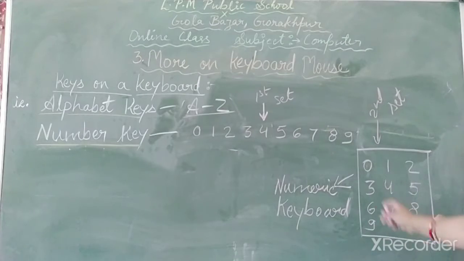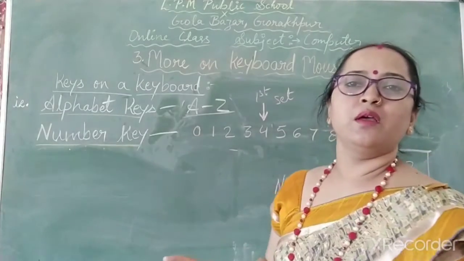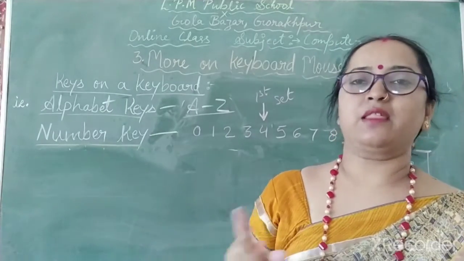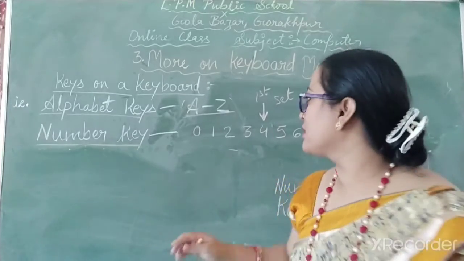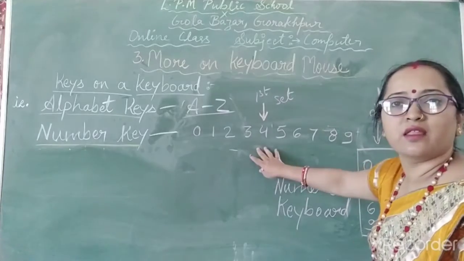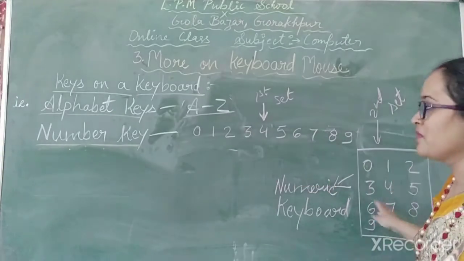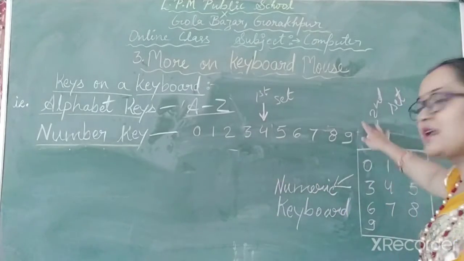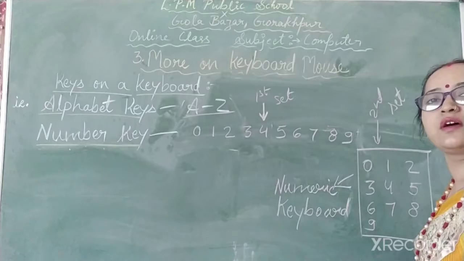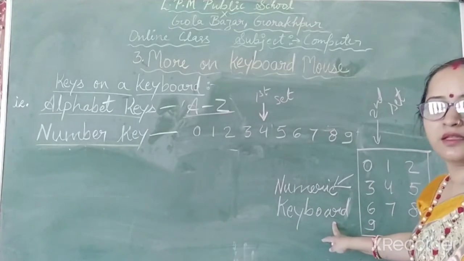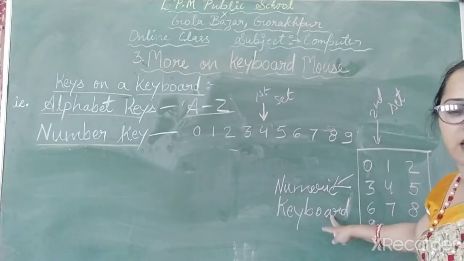In a laptop, number keys are present only at one place. In a computer, we find number keys in two places. The first set is on the right side above the alphabet keys, and the second set is here on the right hand side. This group of keys is known as numeric keys.